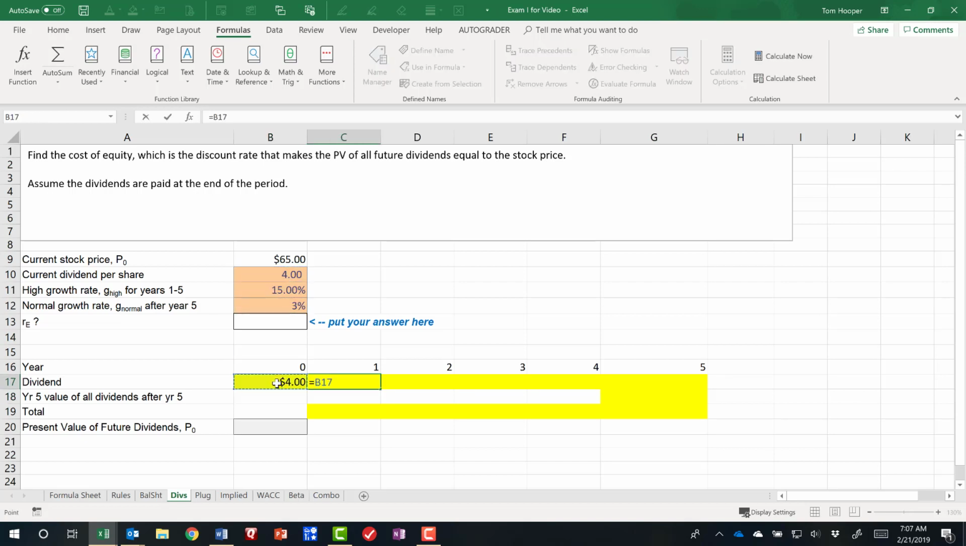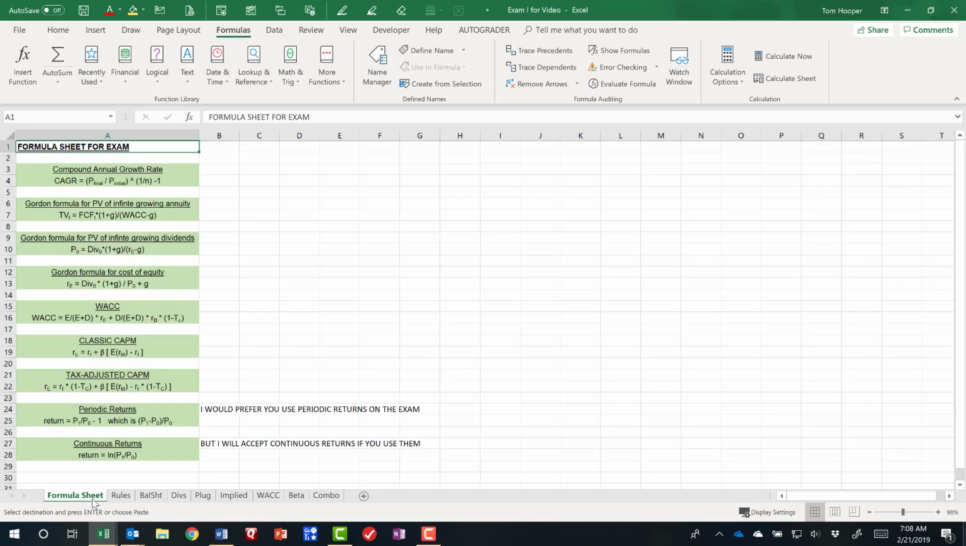And then it's just going to be that times 1 plus this high growth rate for years 1 through 5. Need dollar signs on that. Copy that guy over here. That's the terminal value formula. We've been using that for the last month or so.